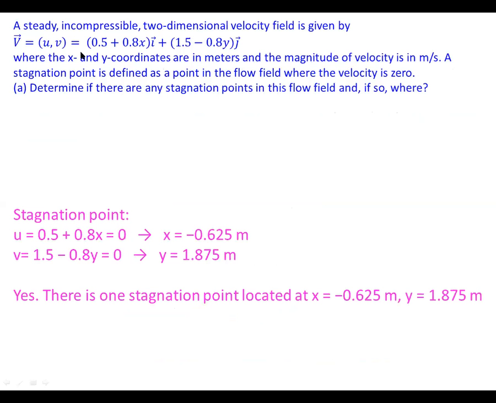The given equation has only u and v, because the question itself mentions a two-dimensional velocity field. The u value is 0.5 plus 0.8x and the v value is 1.5 minus 0.8y. The stagnation point is where the velocity components are 0. So if you equate these to 0, you get x equal to minus 0.625 meter and y equal to 1.87 meter.